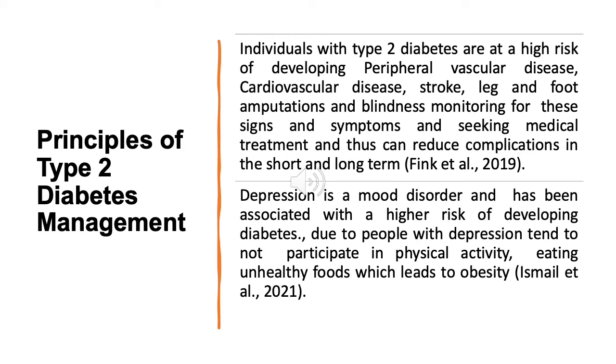Principles of type 2 diabetes management. Individuals with type 2 diabetes are at high risk of developing peripheral vascular disease, cardiovascular disease, stroke, leg and foot amputations, and blindness. Monitoring for these signs and symptoms and seeking medical treatment can reduce complications in the short and long term. Depression is a mood disorder and has been associated with a high risk of developing diabetes. People with depression tend to not participate in physical activity and eat unhealthy foods, which leads to obesity.